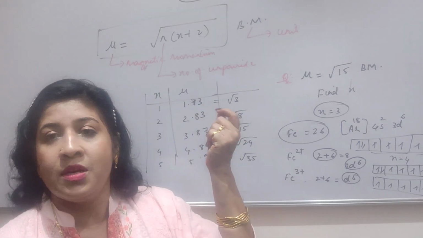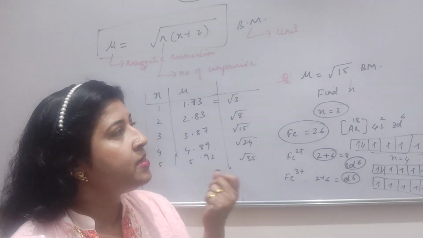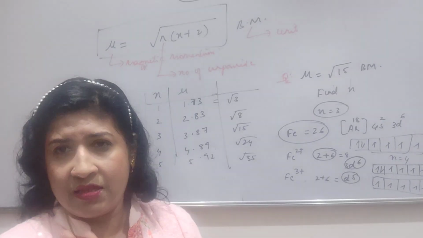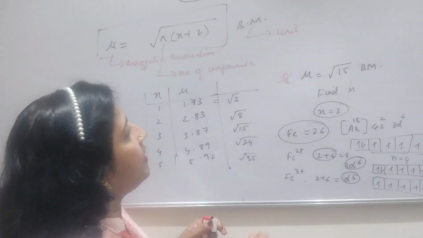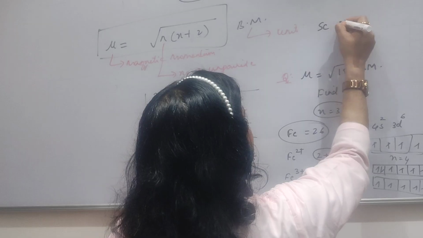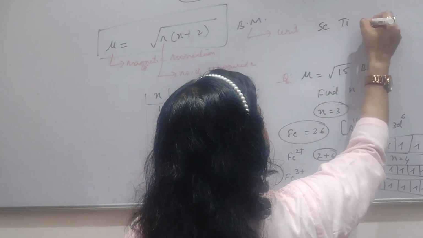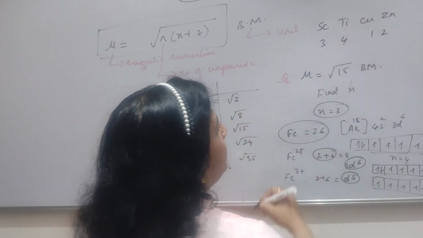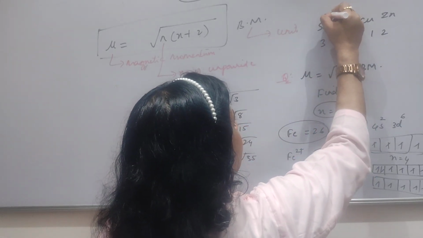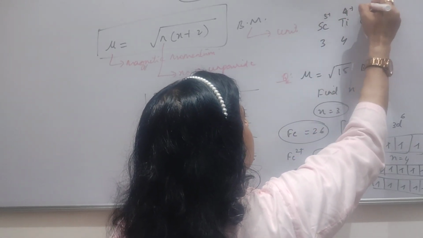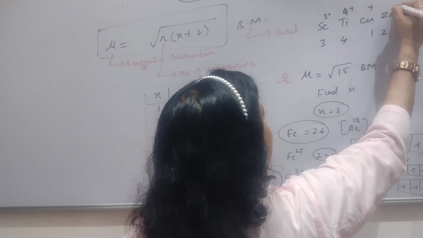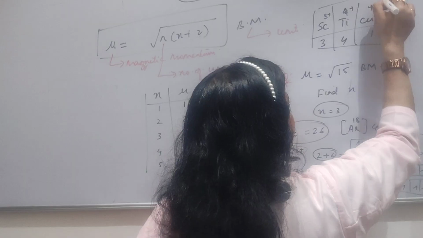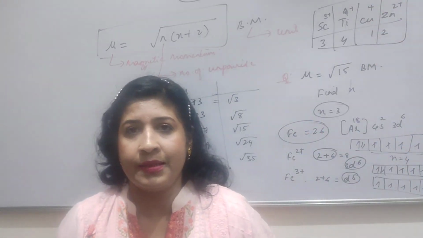They can ask you the number of unpaired electrons and what else? Of course, color. There is a very easy trick for color: Sc, Ti, Cu, Zn, that is 1, 2, 3, 4. That is Sc3+, Ti4+, Cu+, and Zn2+. These are colorless. Except for these 4, all are colored.